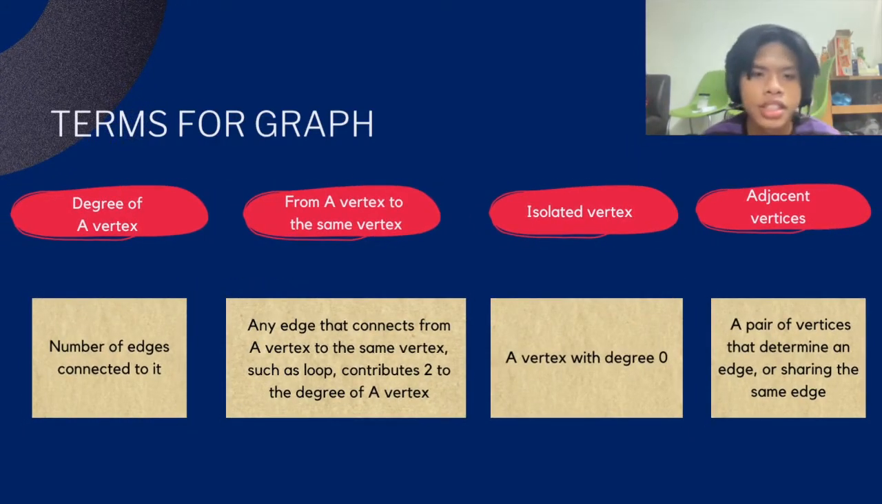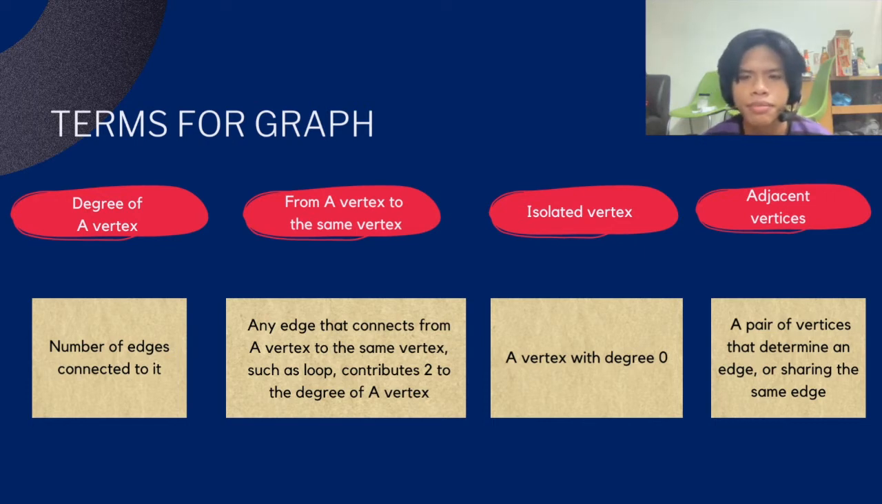Okay, first is the degree of a vertex. Degree of a vertex is the number of edges connected to a vertex. For the second one, any edge that connects from a vertex to the same vertex, such as loops, contributes to the degree of a vertex. Then is the isolated vertex. An isolated vertex is a vertex with the degree of 0.